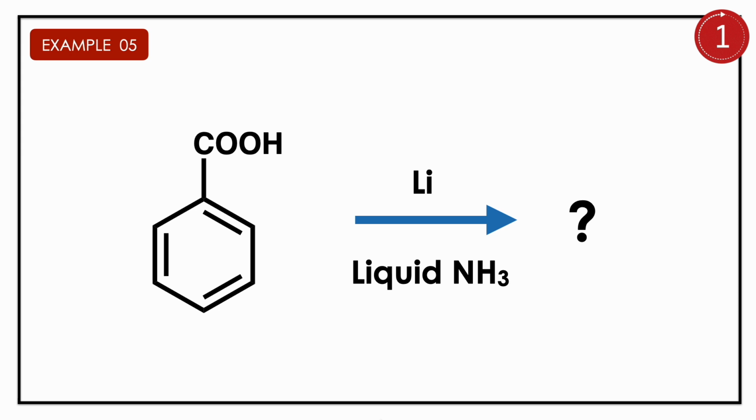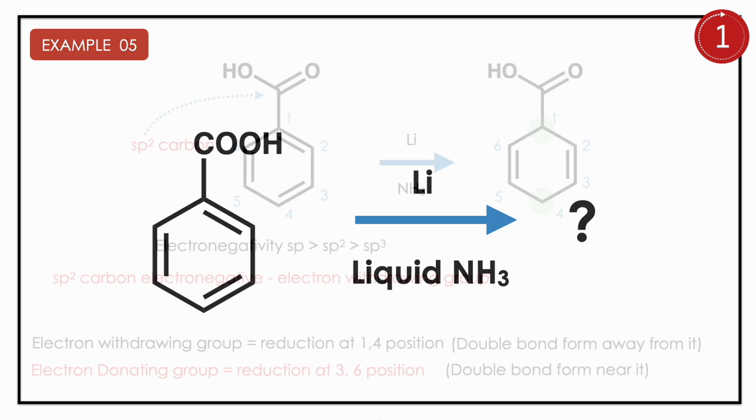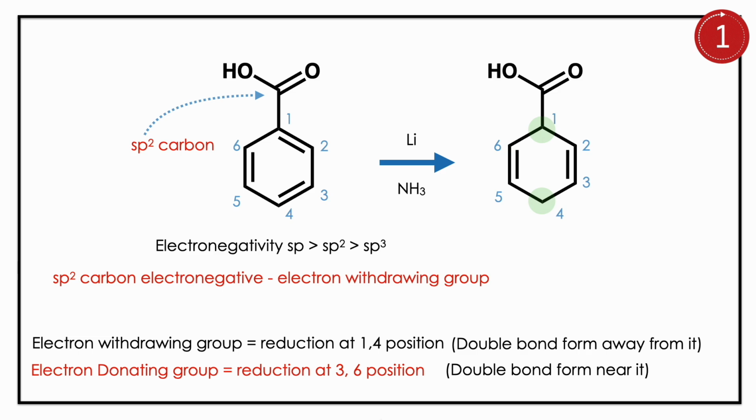Then the next example: you have benzoic acid, lithium and liquid ammonia. You should find what will be the final product. Here the starting material is benzoic acid. Acid is an electron withdrawing group because of the sp2 hybridized carbon. Because of more s character, it has 33% s character. So it is more electronegative than an sp3 carbon. So it acts as the electron withdrawing group. The electronegativity promotes the withdrawal.